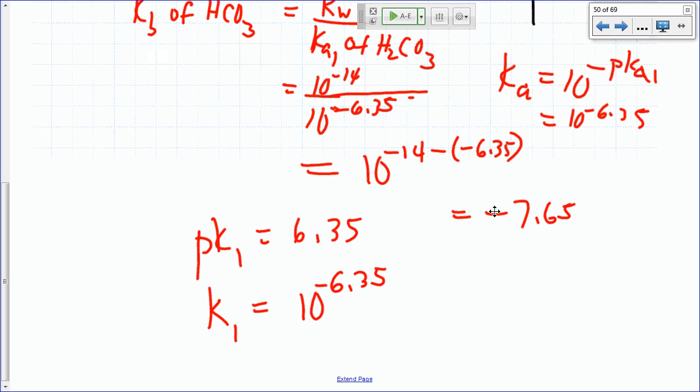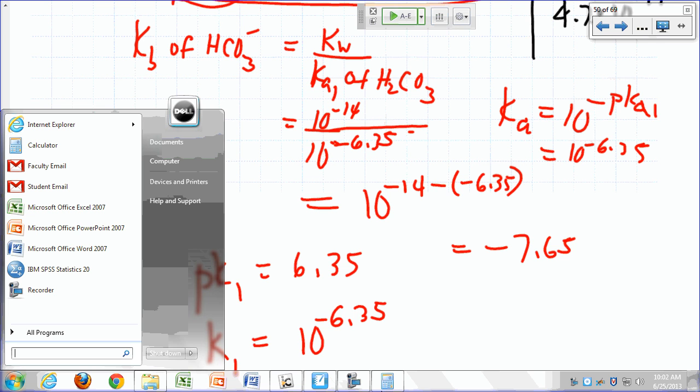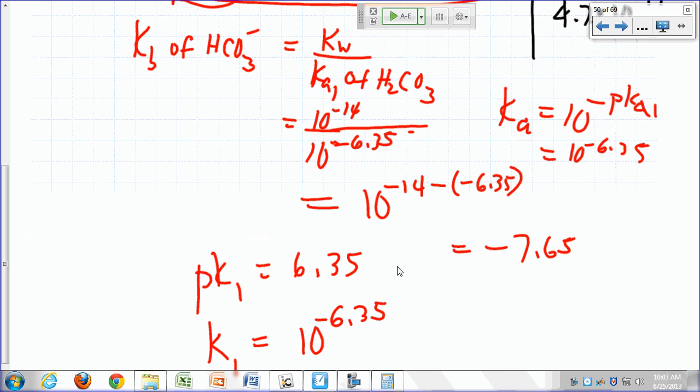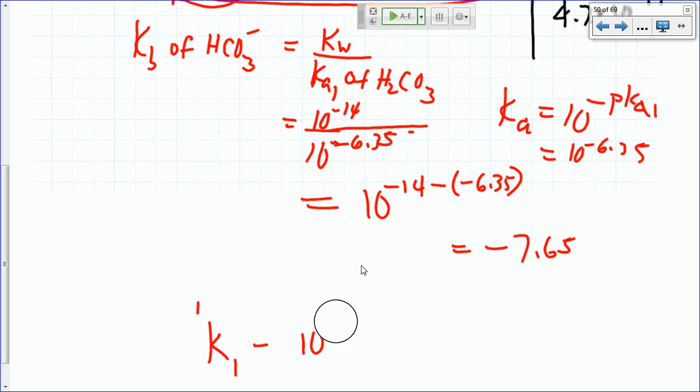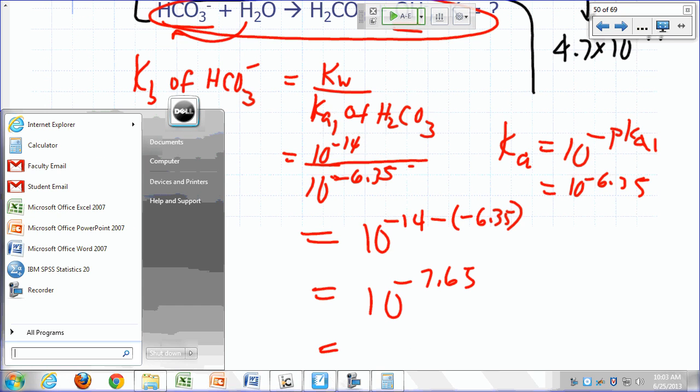Okay. And what's the antilog of negative 7.65? So 10 to the negative 7.65 would be 2.2 times 10 to the negative 8. Okay, so let me fix that. This is 10 to the negative 7.65, which is equal to, how much is it? 2.2 times 10 to the negative 8.